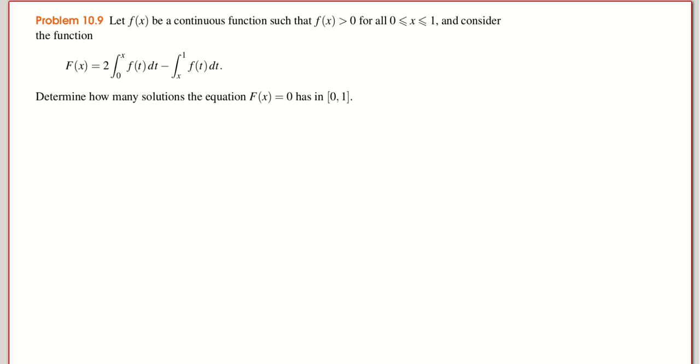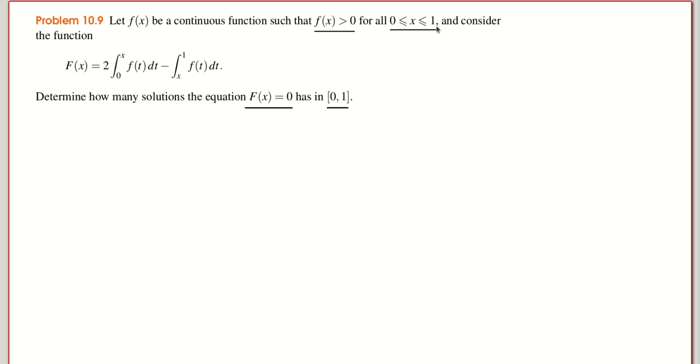This is another problem in which we have to figure out how many solutions this equation has in a given interval [0, 1], right? And this function is defined through integrals like this, and the only thing we know about the integrand is that f is a continuous function, and therefore this one is differentiable, and the integrand is a positive function, at least in the interval of interest. Okay, these are the only things we know about this function, right?